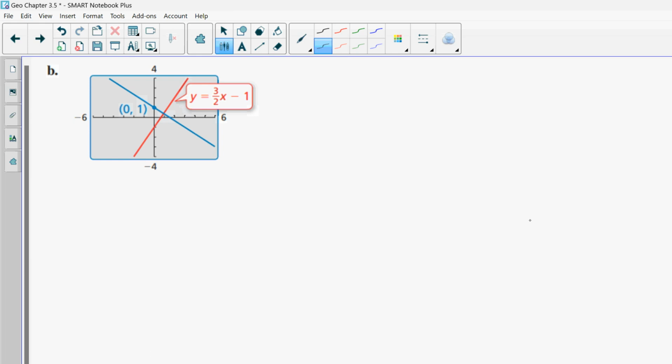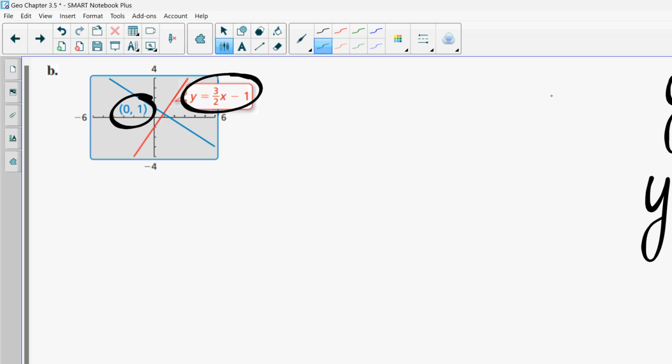So this is the last one here. It's pretty much the exact same thing we're doing. They just gave us a graphical version of it. So they gave us an equation of a line, and they gave us a point, and we want to find the equation of the blue line. So we're still going to be using y minus y1 equals m times x minus x1. We already know what the point is. It's 0, 1.